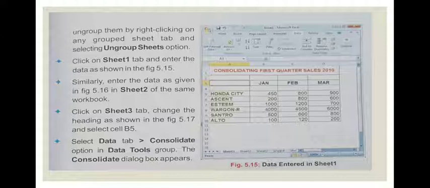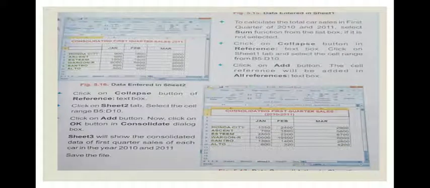Select Data tab, Consolidate option in Data Tools group. The Consolidate dialog box will appear. To calculate the total car series in first quarter of 2010 and 2011, select Sum function from the list box. If it is not selected, click on Collapse button in the Reference text box. Click on Sheet 1 tab and select the cell range from B5 to D10.